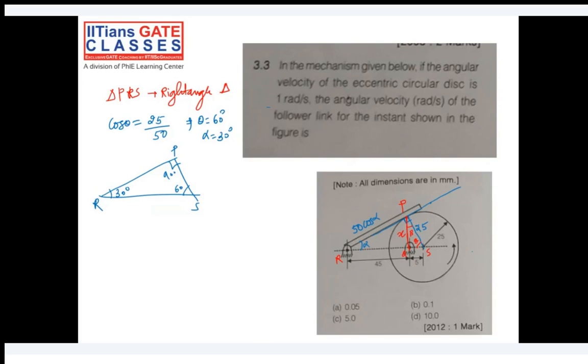With this hint, you should be able to get the value of x, and you should be able to calculate the angular velocity of the follower. So think on this and tell me your answer.